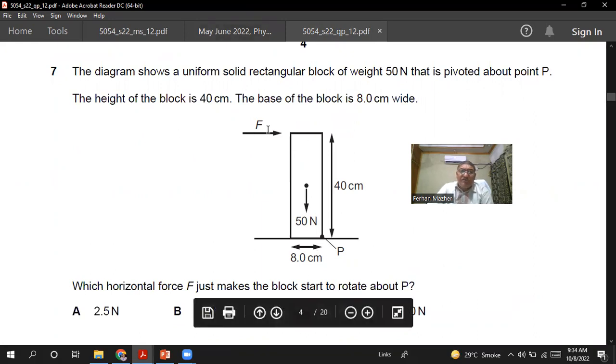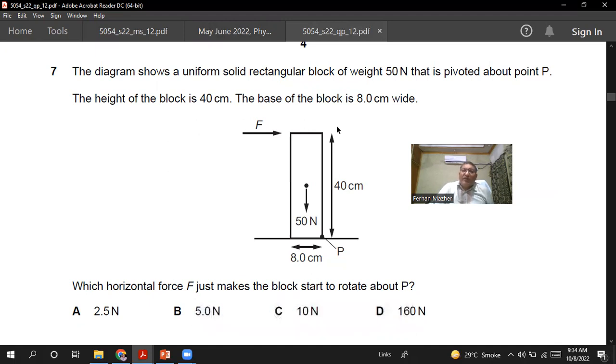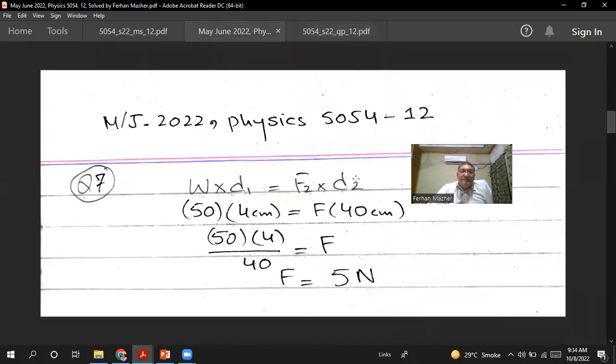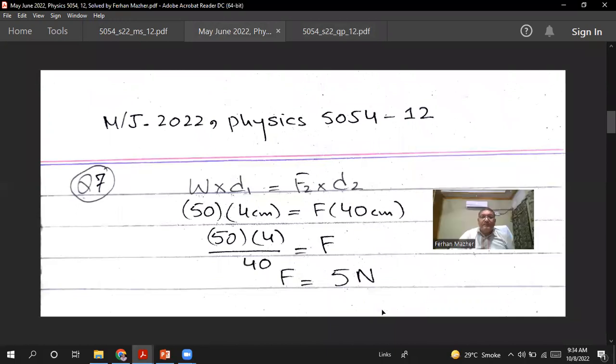This force, which is acting here, and this is the line of action of that force, is trying to produce a clockwise turning effect about this point P. And the perpendicular distance between the line of action of the F and the pivot here is 40 centimeter. So I can apply the principle of moments, and that says that the clockwise moment will be equal to the anti-clockwise moment. And let me show you. So here we go.